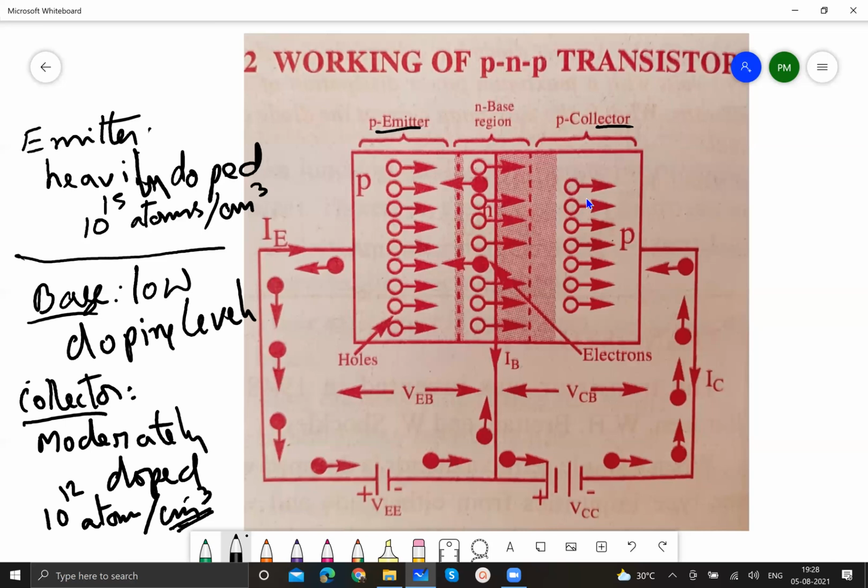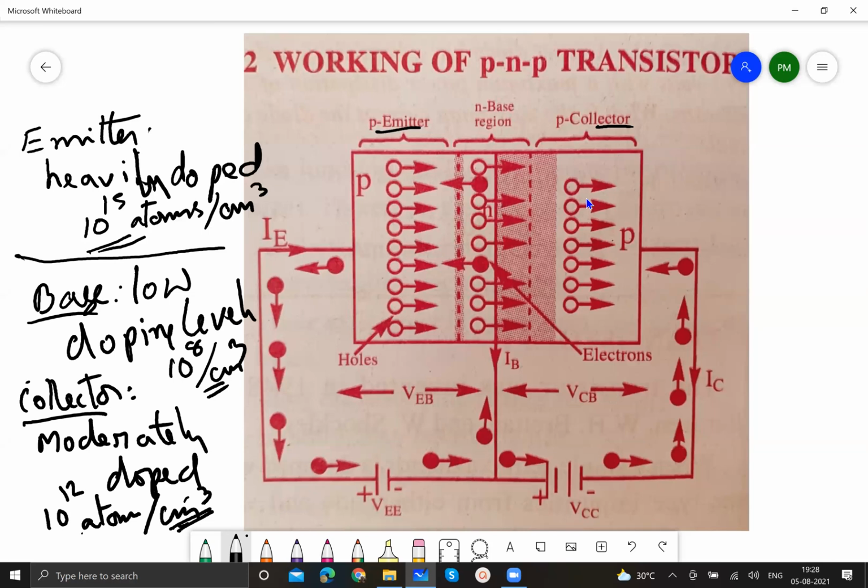So the doping concentration is very high in the emitter, whereas it is moderate in the collector. Coming to the base, it may be around 10 to the power of 8 per centimeter cube. So it's very, very low. That's about the difference in doping concentrations. It's common for both the PNP as well as NPN transistors.